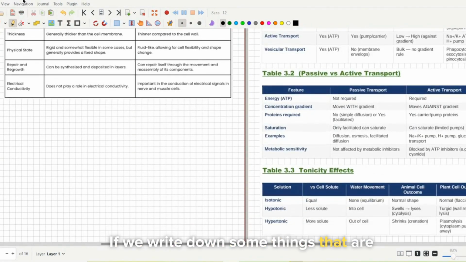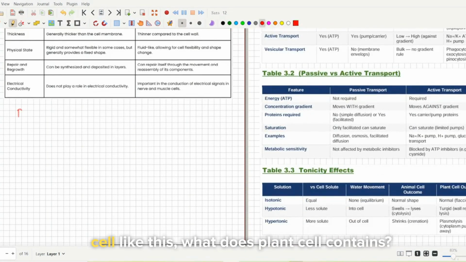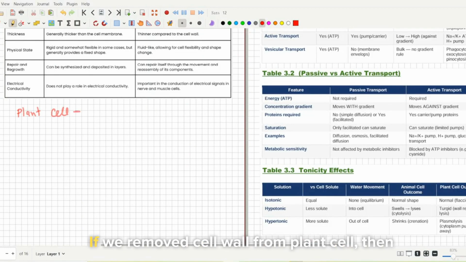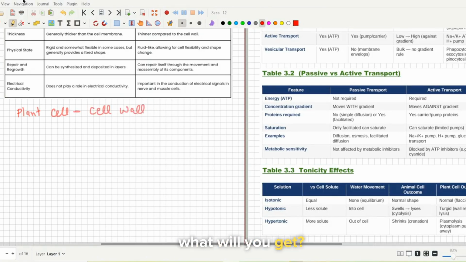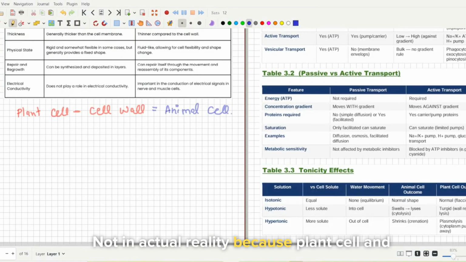If we write down some specific concepts, if we talk about a plant cell like this, what does plant cell contain? Plant cell contains cell wall, and inside the cell wall is cell membrane. If we removed cell wall from plant cell, then what will you get? You will get an animal cell like structure, right? Then it will become equal to animal cell if we see from the outside, not in actual reality, because plant cell and animal cells have so many differences. But if you see the general picture, then removing plant cell wall will be equal to animal cell.